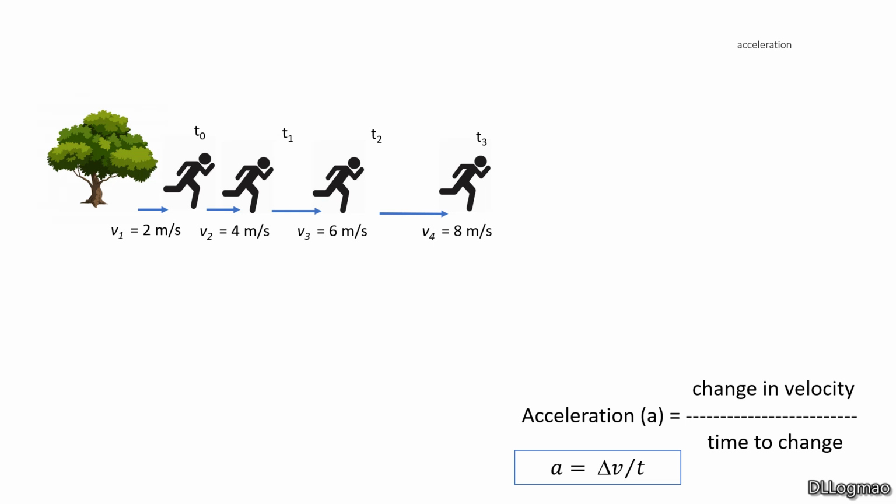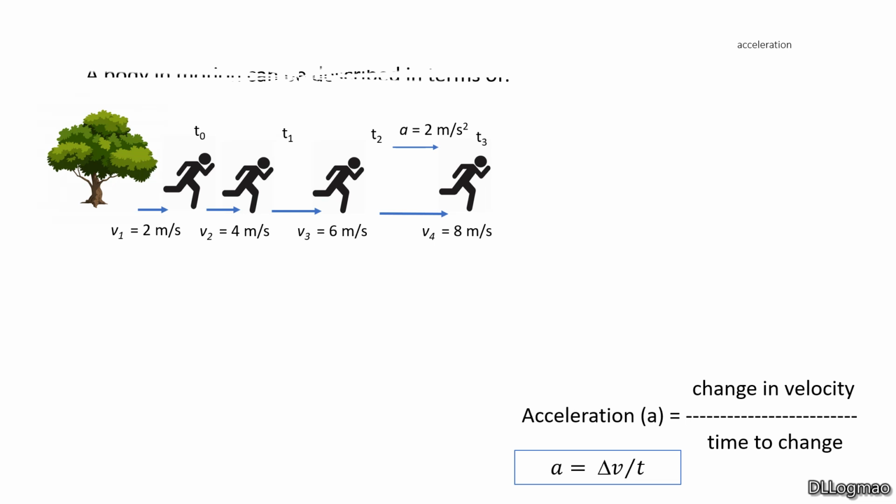So what is the acceleration of the man? From the recorded instantaneous velocities, the velocity changed from 2 meters per second to 4 meters per second. The change in velocity is 2 meters per second. If it took 1 second to change the velocity, the acceleration is 2 meters per second squared. This quantity can be used to describe the motion of the body.